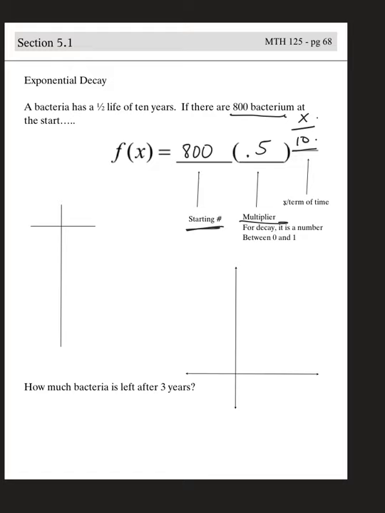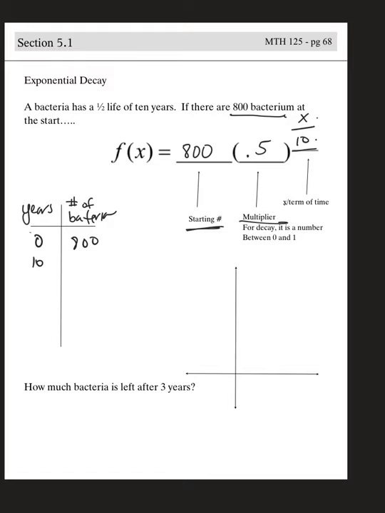So let's look at this together really quickly. Again, this is going to be years, and this is going to be number of bacteria. We start off with 800 at 0 years. 1 half-life happens after 10 years. So, oops, hold on a minute here. I just put these in here backwards. Nothing like a little dyslexia. Okay, 0 years, 800 bacteria.